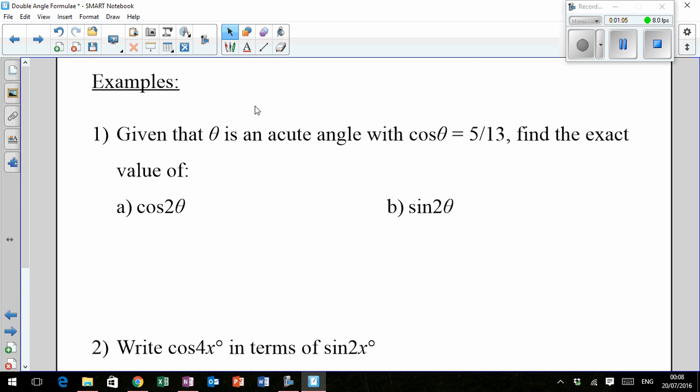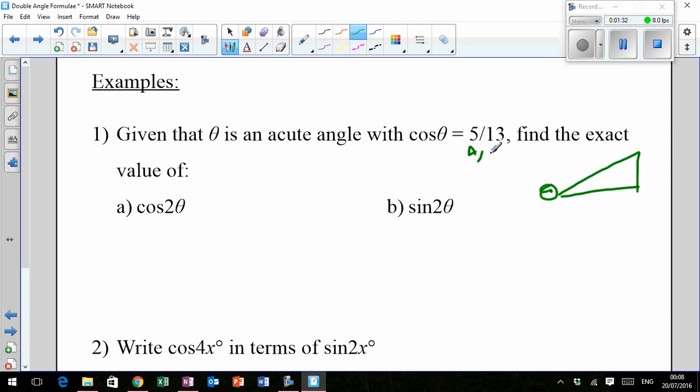Okay, so given that theta is an acute angle with cos theta equals 5/13, find the exact value of cos 2 theta and sine 2 theta. Okay, so firstly, because we have a trig term, we can use that to draw a triangle. So the triangle we draw is going to be with theta. Cos, remember, is adjacent over hypotenuse, so the adjacent to that theta will be 5, the hypotenuse will be 13, which makes your opposite 12.